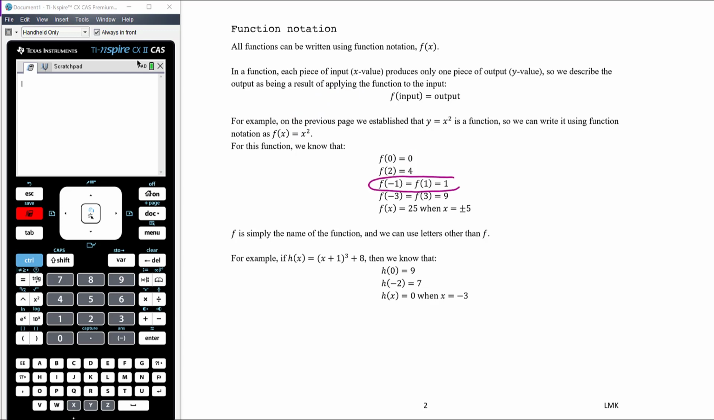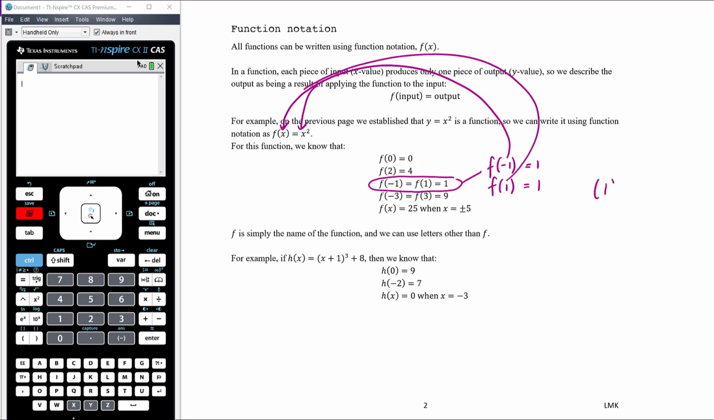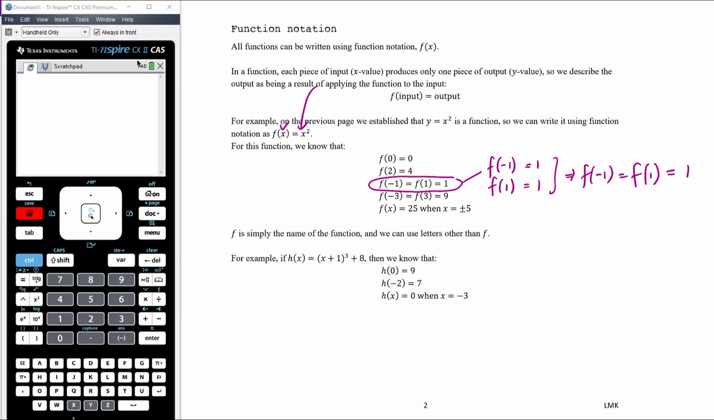So that's essentially two separate statements. That is that f of negative 1 is equal to 1, and f of 1 is also equal to 1. And so therefore those two things must also be equal to each other. And that's true for this particular function. It's not true for all functions, it's true for this function. When you substitute negative 1 into this function, when you make the input negative 1, the output becomes negative 1 squared, which is positive 1. When you substitute positive 1 into the function, the output becomes positive 1 squared, which is also positive 1. So both of these things are equal to positive 1, and therefore f of negative 1 is equal to f of 1, both of which are equal to 1.